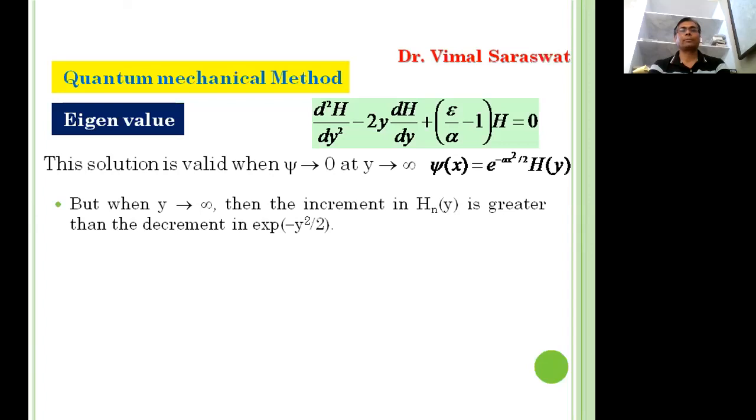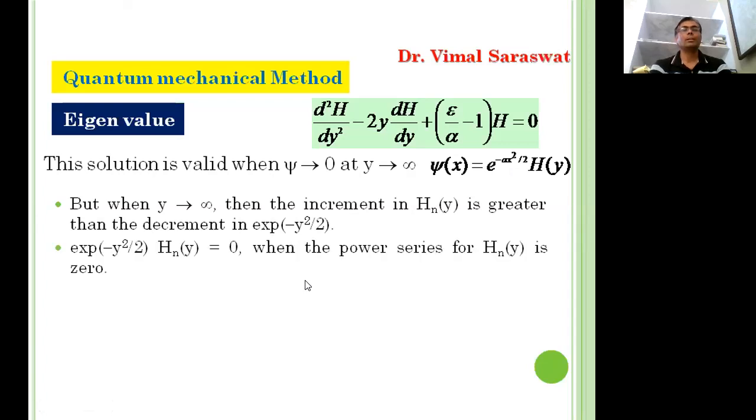But when y tends to infinity, the increment in H_n is greater than the decrement in exp(−y²/2). Since y = √α x, here αx² is replaced by y². So exp(−y²/2) H_n(y) is equal to 0 when the power series for H_n(y) is 0. Let the power series be finite up to p equals n.